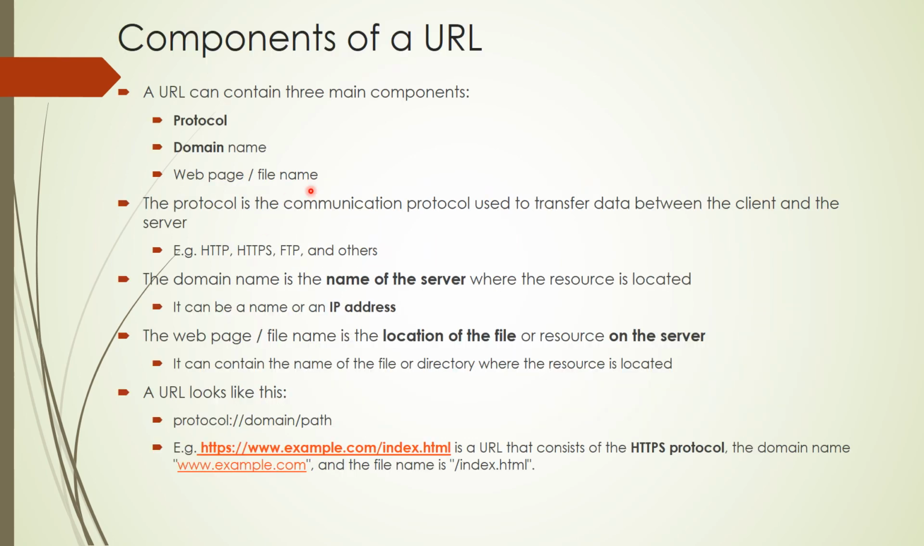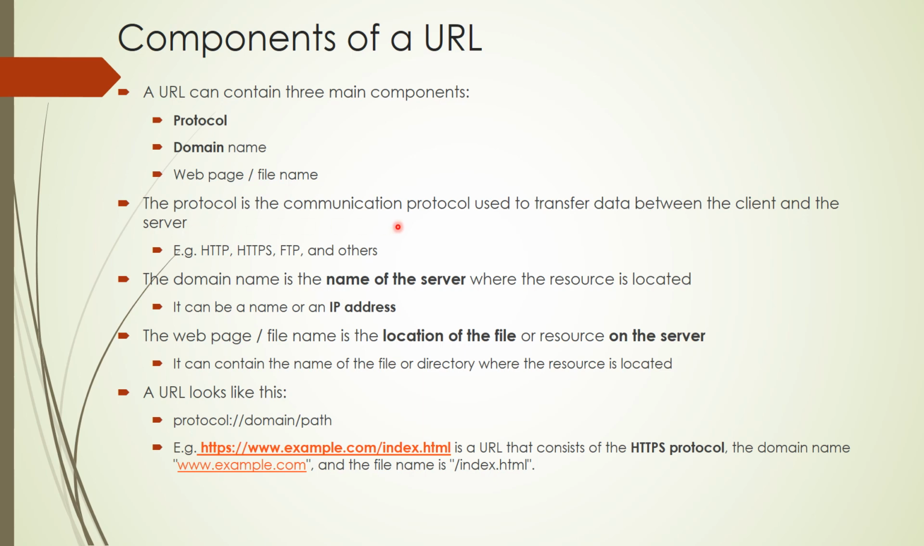Components of a URL. Basically there are three main components: protocol, domain name, and web page or file name, right? As I have already told you, the protocol is the communication protocol. What is a protocol, basically? A protocol is a communication set of rules that we have to follow when we are transferring data through the internet, right? Either transferring or communicating.